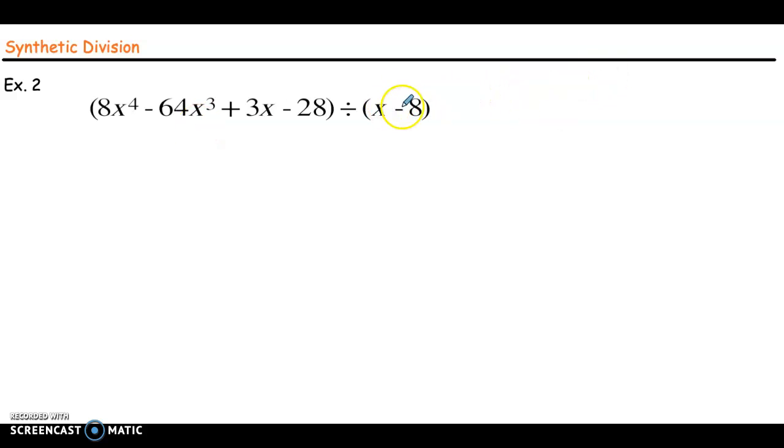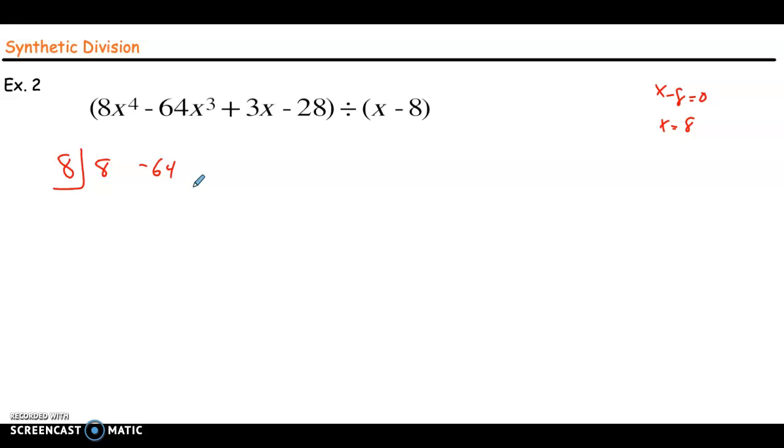So the setup of this, the thing that you are dividing by, we take the 0 of that. So meaning, if you set x minus 8 equal to 0, you'd get 8. We take 8 and we put it in this little corner here. You take your coefficients of what you are dividing into. So we have 8x to the 4th. We have negative 64x cubed. And I'm leaving a little bit of space between these numbers.